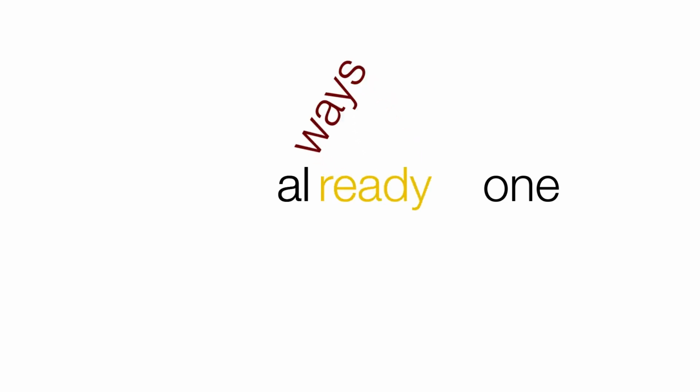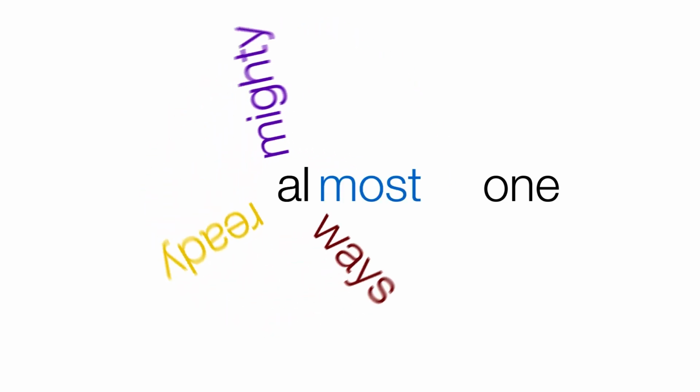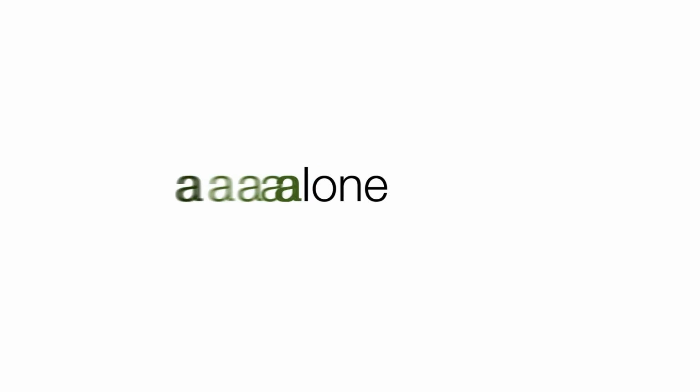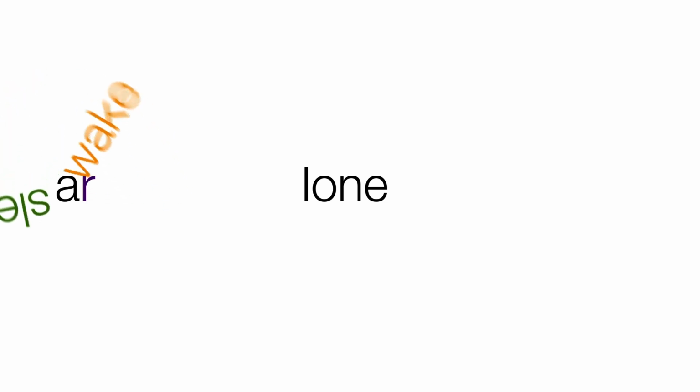The word alone is built from the prefix al plus the base one. It's the same al prefix that we see in always, already, almighty, and almost. It means all. The word alone means all one. It was misanalyzed in the Middle Ages as having the prefix a, like in asleep and awake and around, and a new base was born, lone, which then developed into its own family.